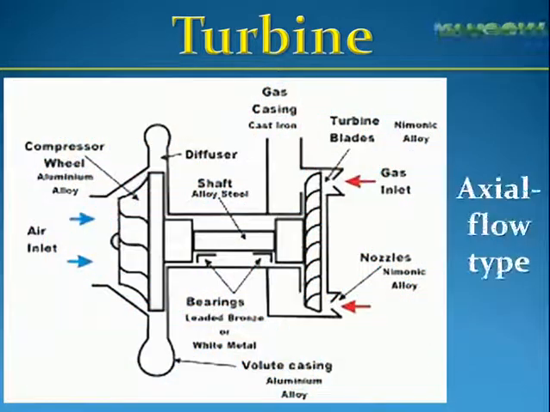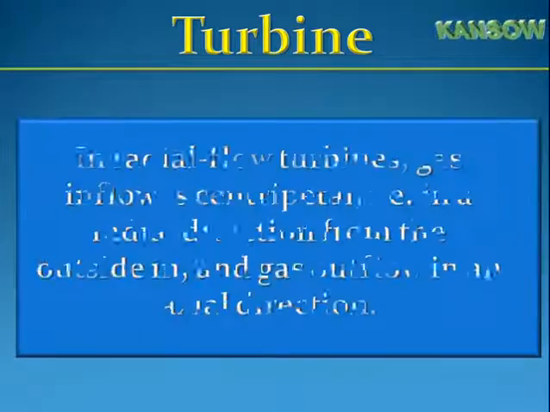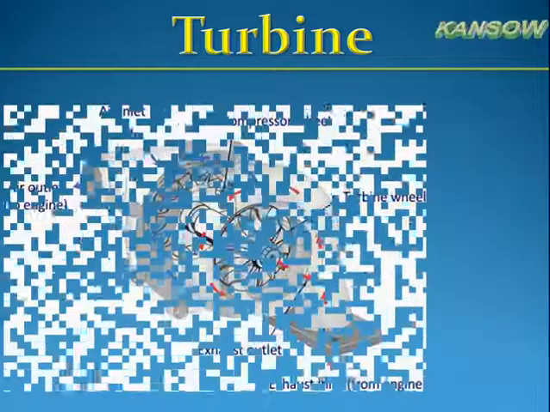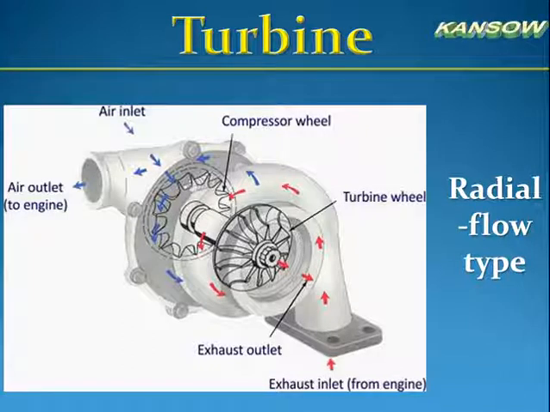In the axial flow type, flow through the wheel is only in the axial direction. In radial flow turbines, gas inflow is centripetal, that is, in a radial direction from the outside in, and gas outflow in an axial direction. Up to a wheel diameter of about 160 mm, only radial flow turbines are used. From 300 mm onwards, only axial flow turbines are used. Between these two values, both variants are possible.